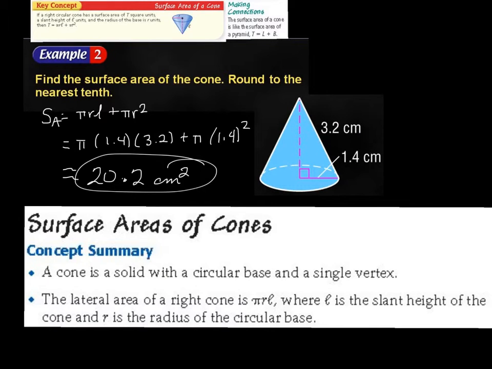A cone is a solid with a circular base and a single vertex. The lateral area of a right cone is pi r l, where l is the slant height of the cone and r is the radius of the circular base.